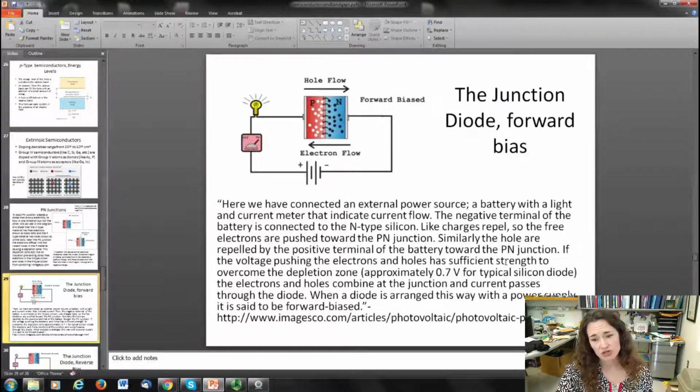If the voltage pushing the electrons and the holes has sufficient strength to overcome that depletion zone, which is typically 0.7 volts for, say, a silicon diode, then the electrons and holes combine at the junction and current passes through the diode. And when the diode's arranged in this way with the power supply, it's said to be forward biased. And so you get current flow when you have your diode in a forward bias.